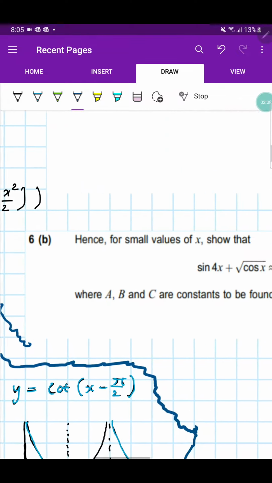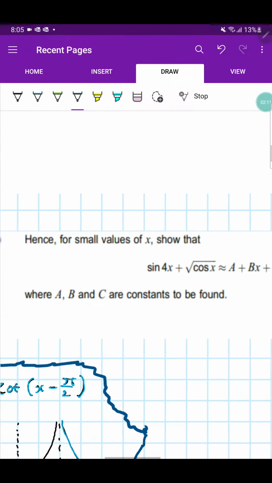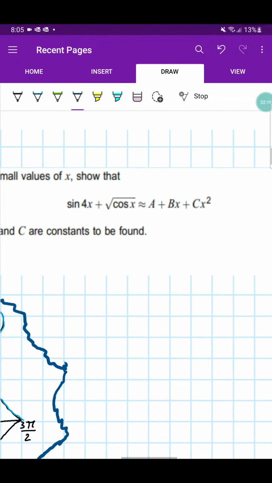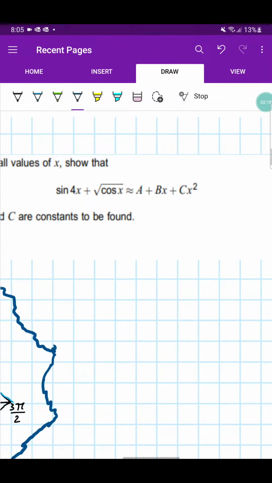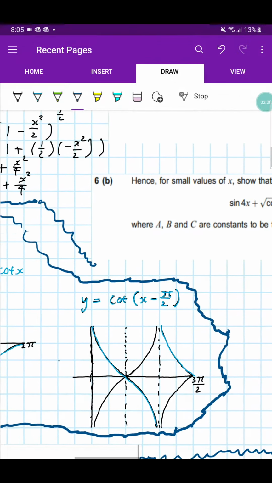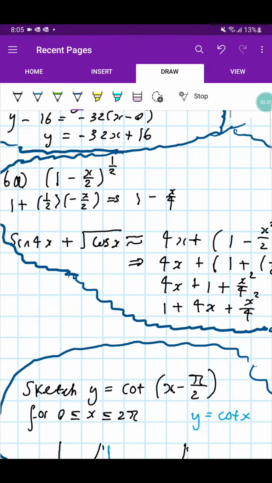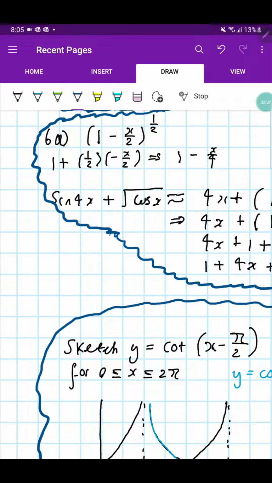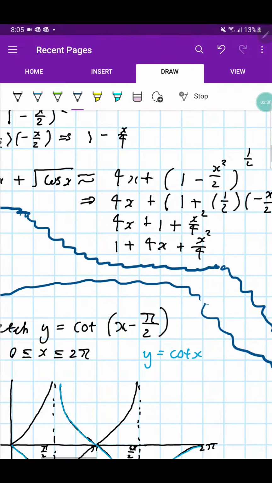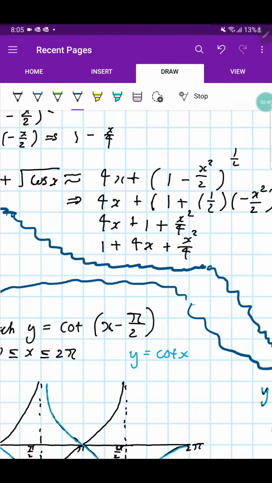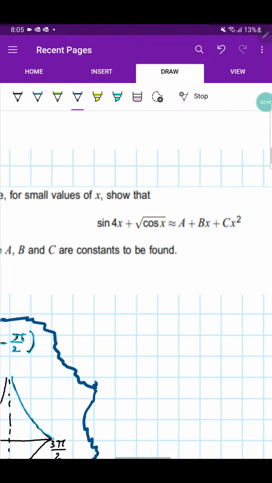And then with part B of the question, it says show for small values of x, show that sine of 4x plus the square root of cos x is approximately these three terms. So we know that sine of x approaches x, therefore sine of 4x is going to approach 4x. And we know that cos of x approaches 1 minus x squared over 2. So if we find the first two terms, because it's a rational power, we get up to the x squared term.